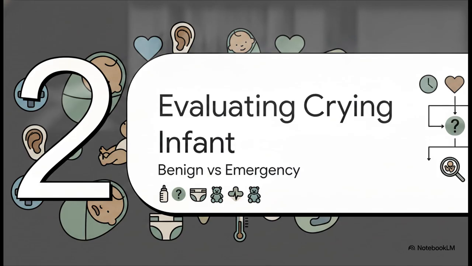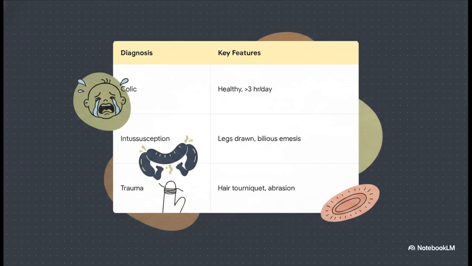We're stepping into the outpatient clinic to tackle one of the most stressful chief complaints out there, the inconsolably crying baby. Triage is critical here. You have to rapidly differentiate benign infantile colic, where you have a totally healthy infant crying for more than 3 hours a day who just needs some soothing, from true surgical emergencies like intussusception. With intussusception, you're looking for episodic irritability, legs drawn right up to the abdomen, and bilious emesis. And hey, always screen for hidden trauma. Think hair tourniquets on the toes or a hard-to-see corneal abrasion.